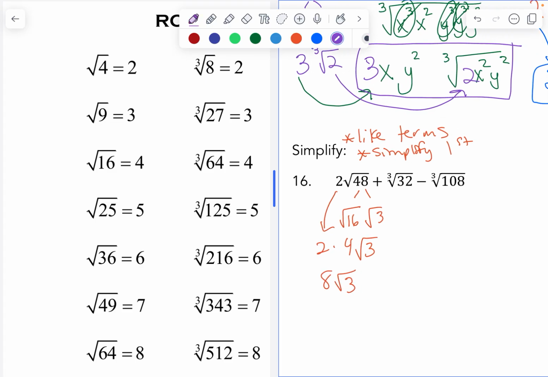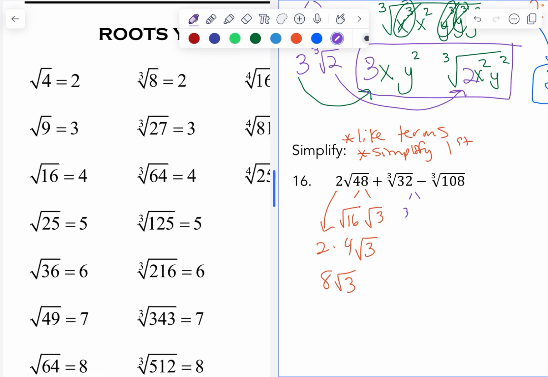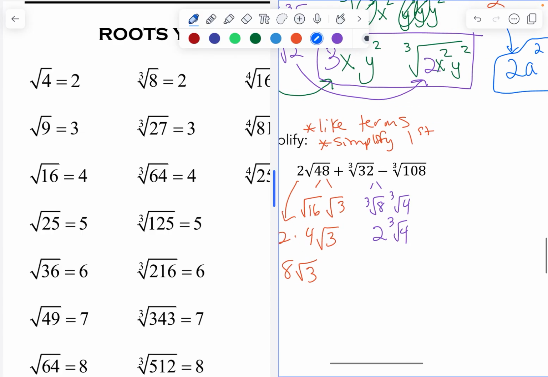Okay, cubed root of 32, 4 can go into that. Oops, that goes in 8 times. So that's 2 cubed root 8. Oops, I did not do that right, sorry. 8 goes in first, 4 times. So that's 2 cubed root 4. And then the 108, cubed root of 108, 27 goes into that. I'm kind of doing the calculator work for you here. That would be 4 times. Okay, so that's a nice 3 cubed root 4.